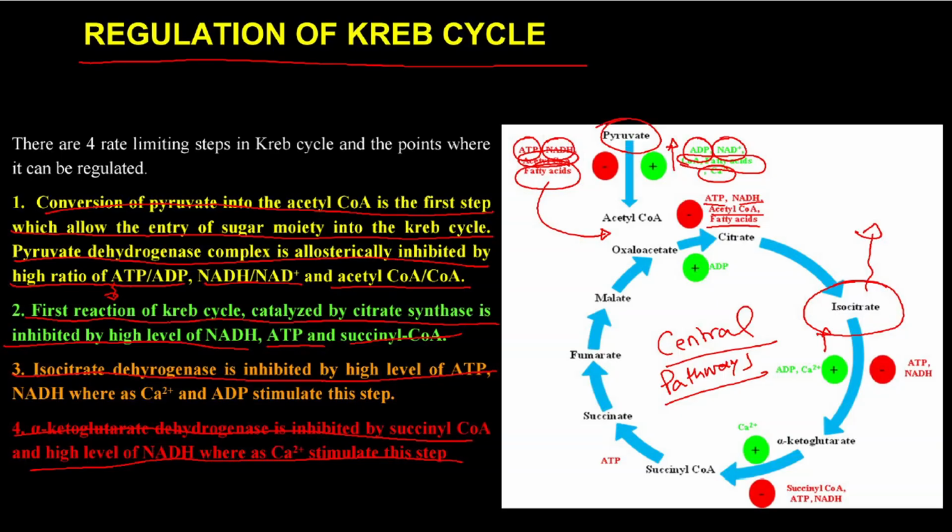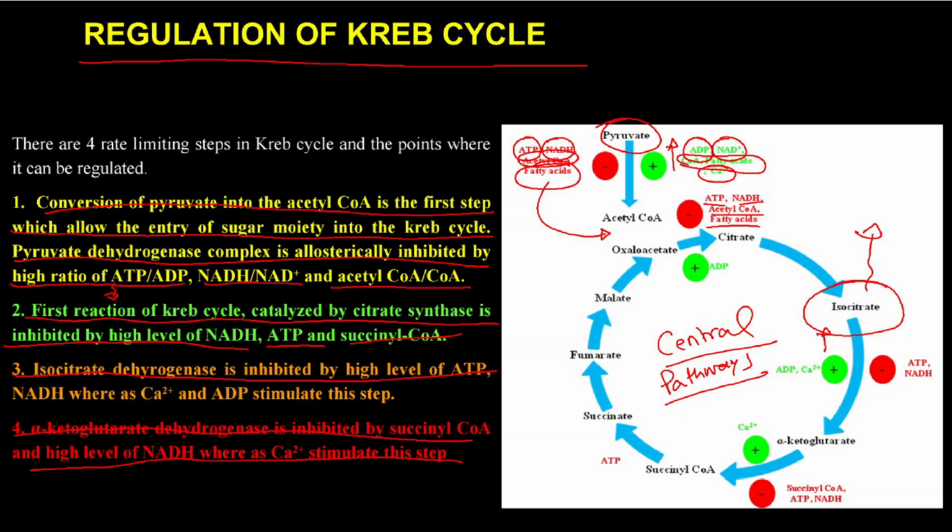Okay. The next step at which the regulation of the Krebs cycle happens is alpha ketoglutarate dehydrogenase, which is inhibited by succinyl coenzyme A and high levels of NADH, whereas calcium stimulates this step. Why calcium stimulates this step, I'll just give you a very small brief. Calcium is actually involved in many kinds of activity-related reactions, or we can say the actions happening inside the body.